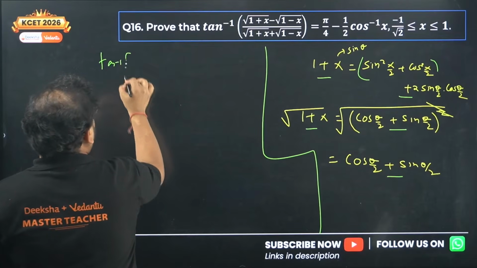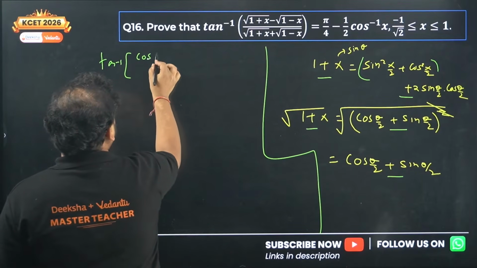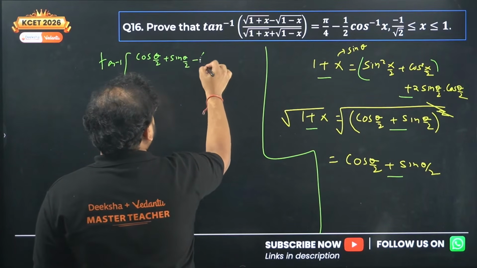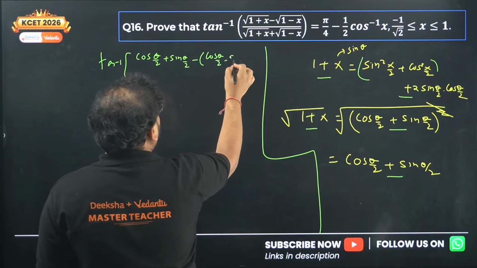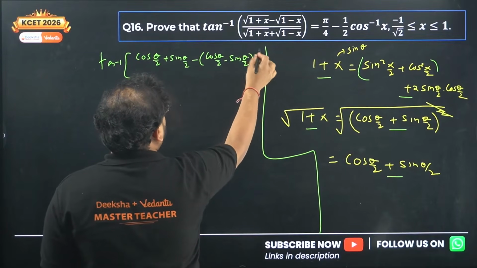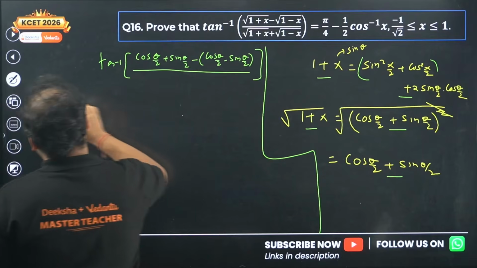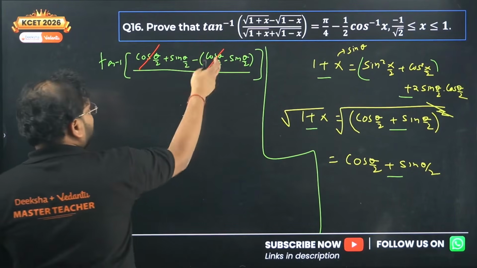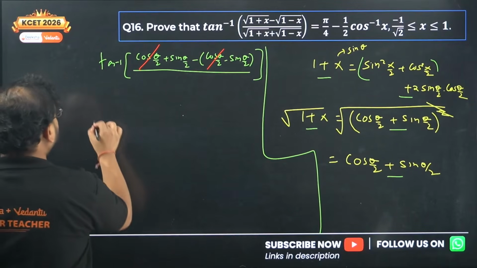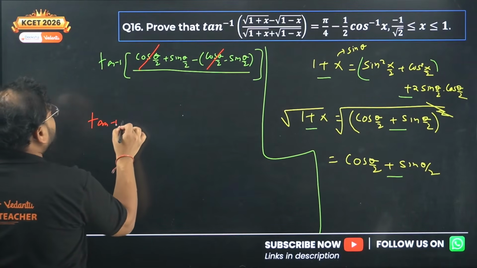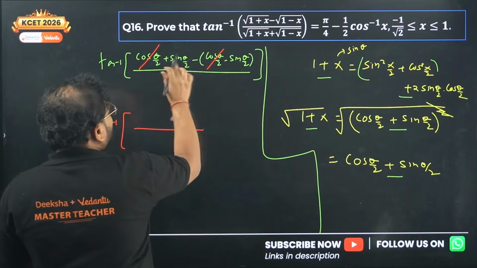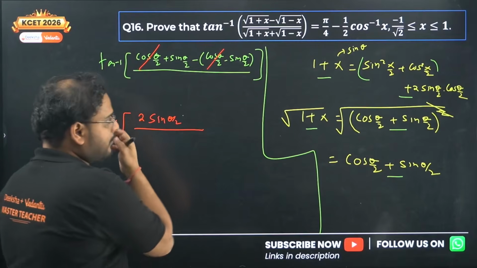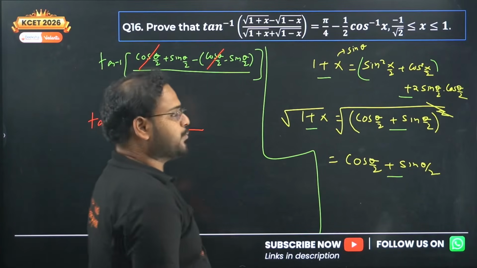Tan inverse of cos theta by 2 plus sine theta by 2 minus cos theta by 2 minus sine theta by 2, close the bracket. Check here, please. Cos minus cos will be cancelled. What do we have left? Sine plus sine is what? 2 sine theta by 2.